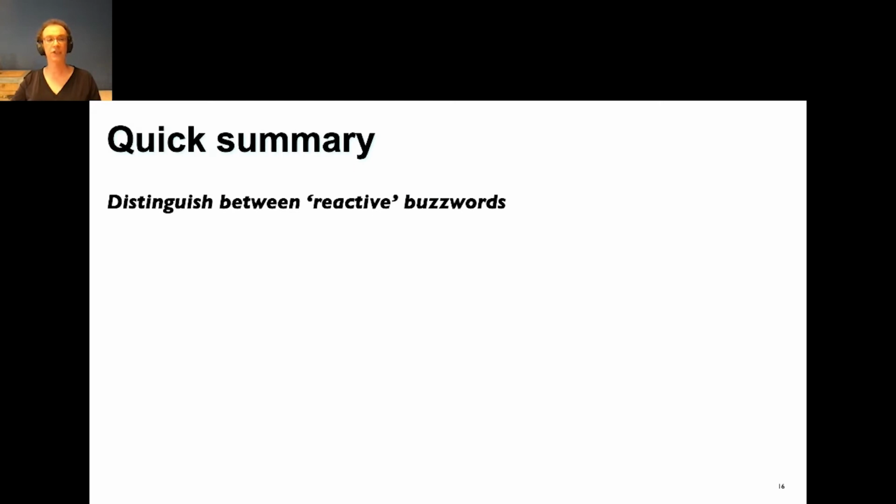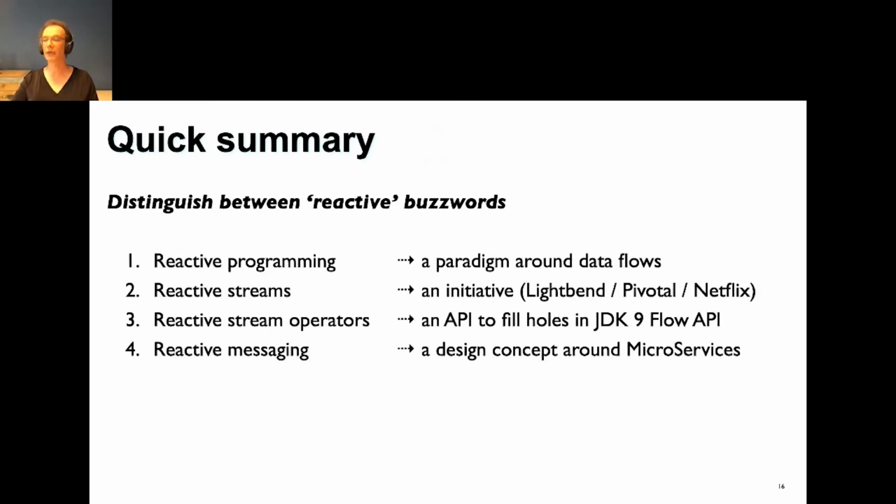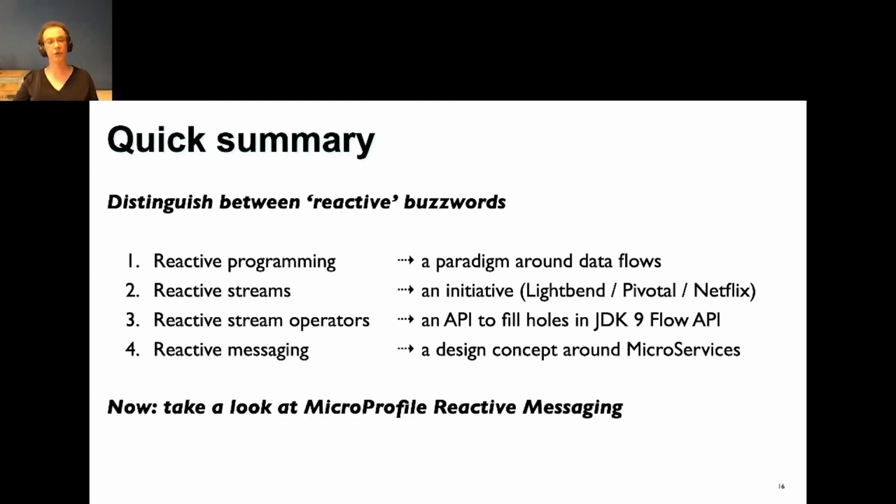So it's just a quick summary in between. We need to distinguish between these four reactive buzzwords, right? So we had reactive programming, which was a paradigm. We had reactive streams, which was an initiative from Lightbend, Pivotal, and Netflix. We have this reactive streams operator specification that is an API that can fill the holes in the Java 9 Flow API because you basically can't do anything useful without it. And fourthly, we had reactive messaging, which was a design concept.